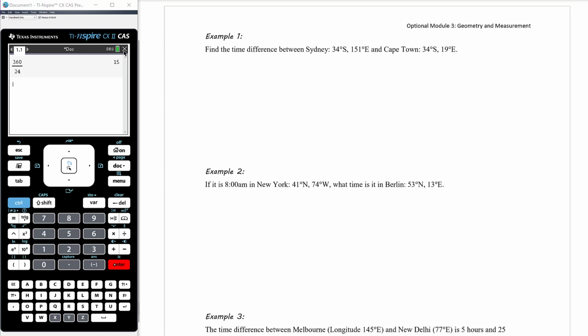Okay, let's work our way through 3 examples here. So example 1, find the time difference between Sydney, which is at 34 degrees south, 151 degrees east, and Cape Town, which is at 34 degrees south and 19 degrees east. So the latitude is irrelevant. We're not interested in that. They are at the same latitude, but that actually wouldn't matter either. We are just purely interested in the longitude. Okay, so we want to know what is the difference in longitude.